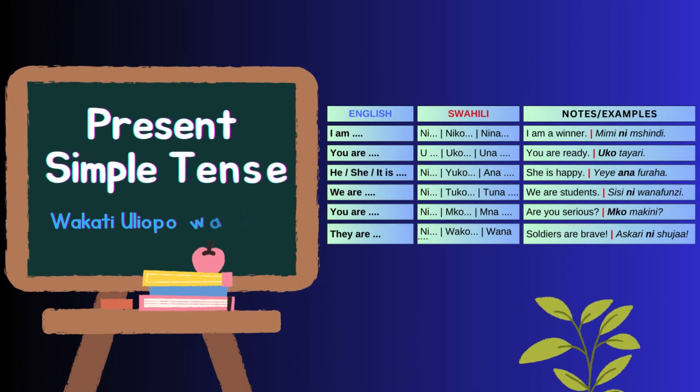Here is a conjugation of the verb to be in the present simple tense. I am, you are, he, she, it is, we are, you are, they are. Let's practice with examples. I am. For example, I am a winner. You are. For example, you are ready. He, she, it is. Examples: he is a boy. She is happy. It is a cow. We are. For example, we are students. You are. For example, are you serious? They are. For example, soldiers are brave.